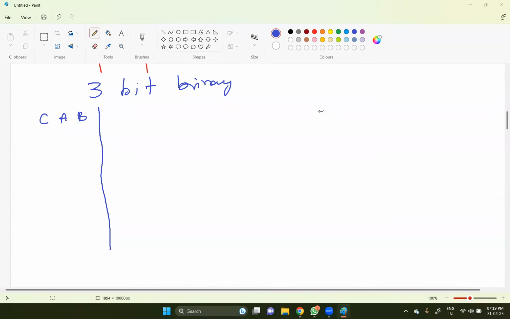Okay. And then there is a sum and there is a carry here. For better understanding, let me take it as ABC instead of CAB, which is a better way of understanding. So for the ABC combinations, if you have 3 bits, there will be 2 power 3, so totally 8 different combinations available.